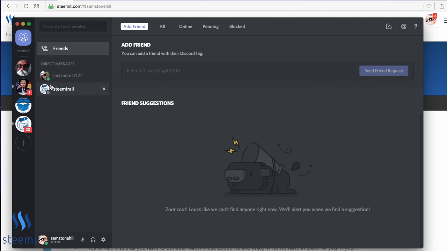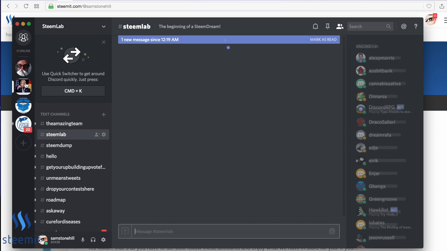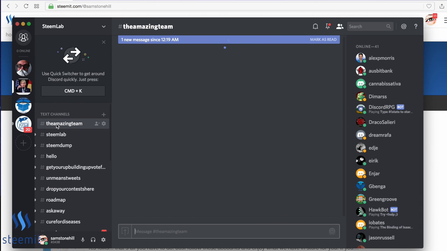So this is a program called Discord. You can see it here, Discord, D-I-S-C-O-R-D. You can download it for your computer, easy. Just put Discord download. You'll find it. This is what it looks like. Within Discord, you've got all these different feeds.